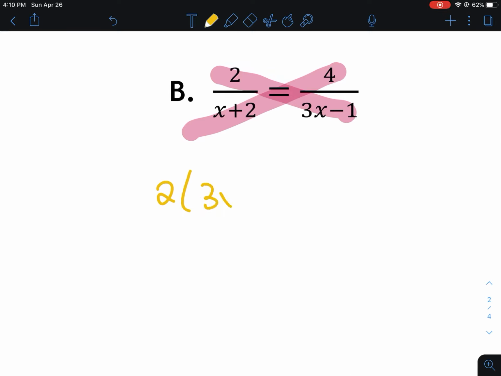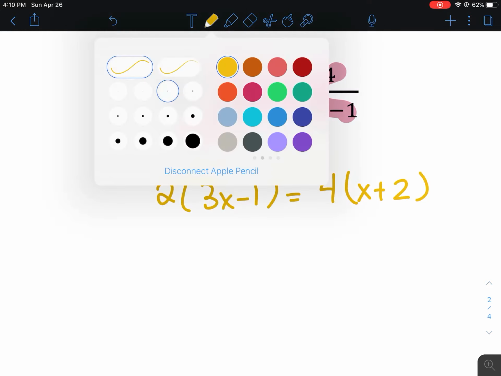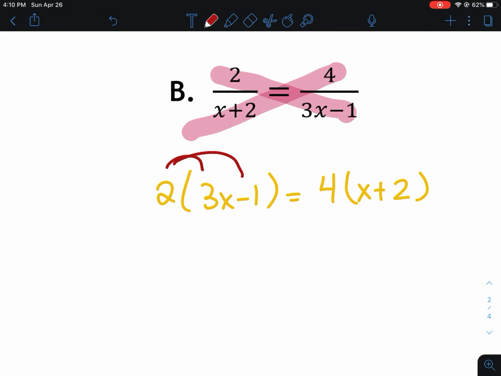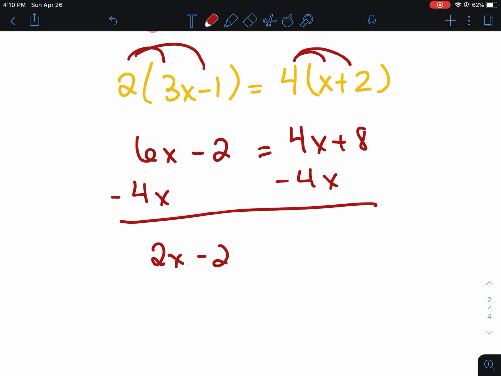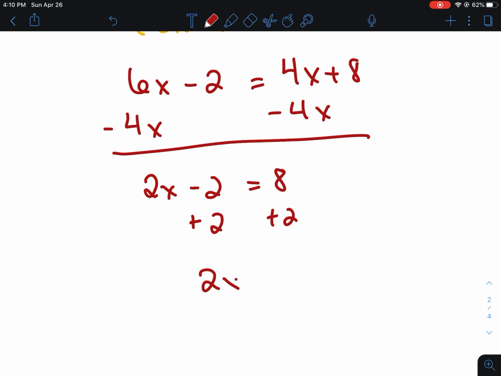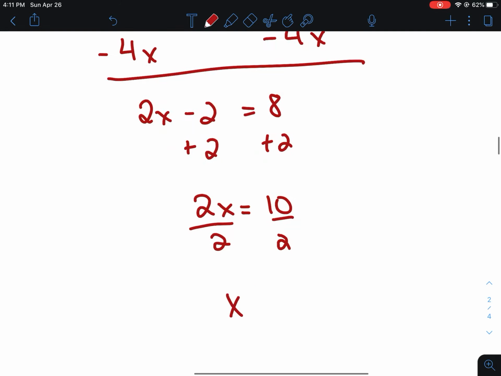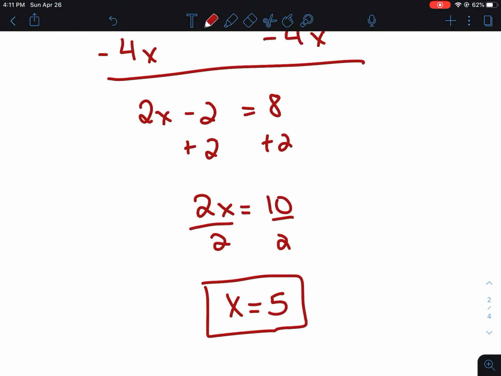So I have 2 times 3x minus 1. Okay, then I'm going to go ahead and distribute. I get 3 times 2 is 6x minus 2. And I have 4x plus 8. I'm going to subtract the 4x. 2x minus 2 equals 8. Add 2. Divide by 2. And I end up getting x equals 5.